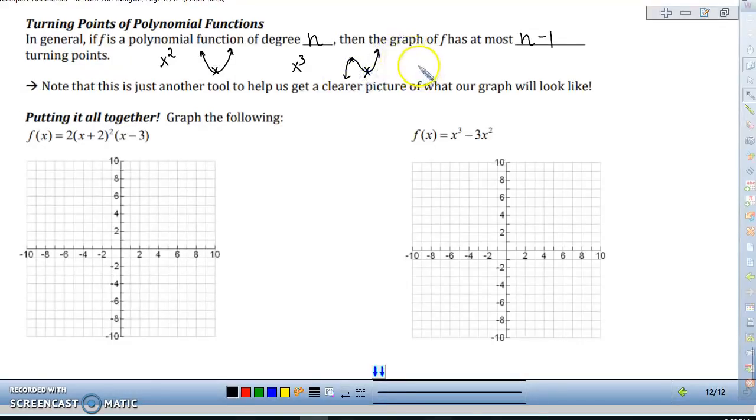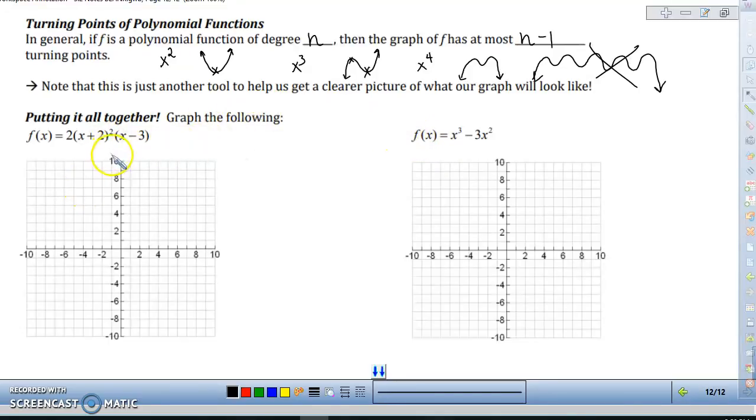So what this means, let's say you have an x to the 4th, which can have at most 3 turning points. It's going to be very obvious if you draw a graph that looks like this, that you don't actually know how many turning points there are. So don't do something like that on your test, okay? This is just another thing to keep in mind, another tool that we're adding to our toolkit to help us be able to successfully graph these.